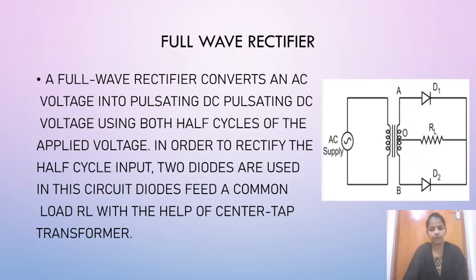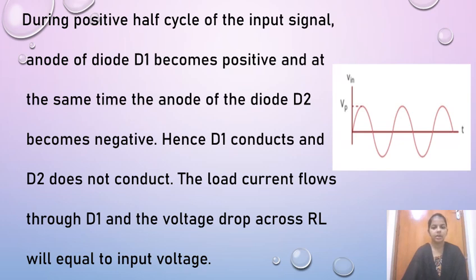A full wave rectifier is a circuit which converts an AC voltage into pulsating DC voltage. In this full wave rectifier circuit, we use a center tap transformer. Now I'm going to discuss the characteristics of the full wave rectifier.